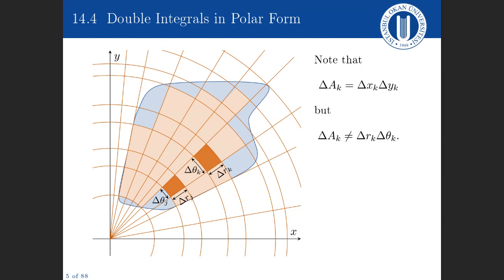Now, let me remind you that our little bit of area, delta Ak, is delta x delta y when we use Cartesian coordinates. But when we do polar coordinates, it's not delta r delta theta. Why? Because look at these two pieces that I've shaded in dark orange. They have the same angle because they're between the same two rays. So delta theta j is the same as delta theta k. And I've deliberately drawn it so that delta rj is the same as delta rk. But you can see from the picture that the areas of these two pieces are not the same.